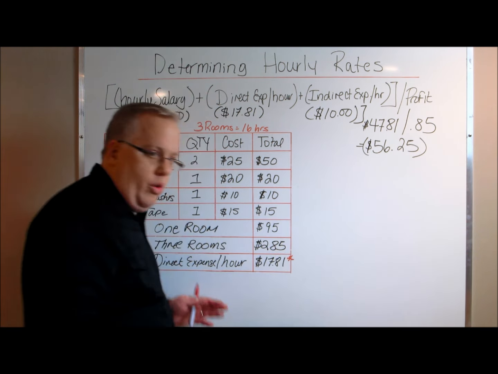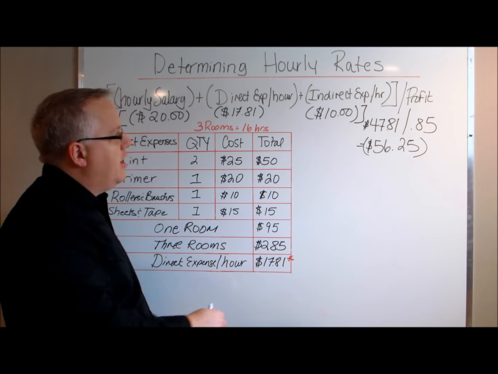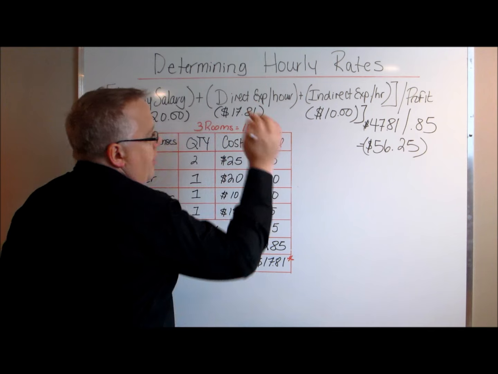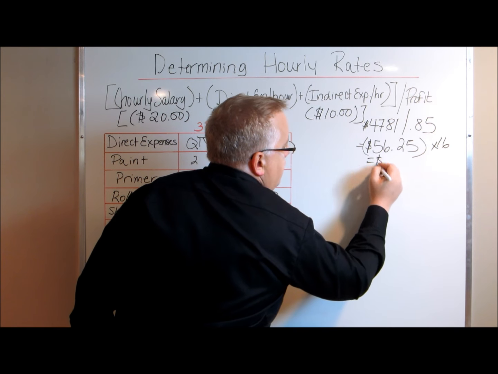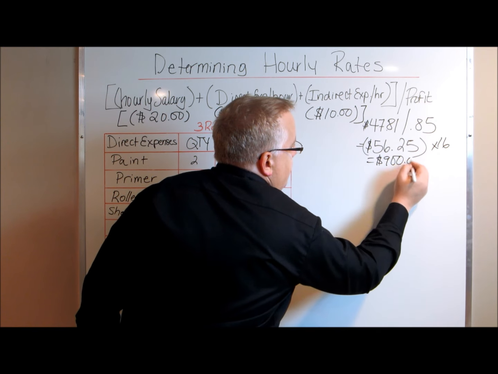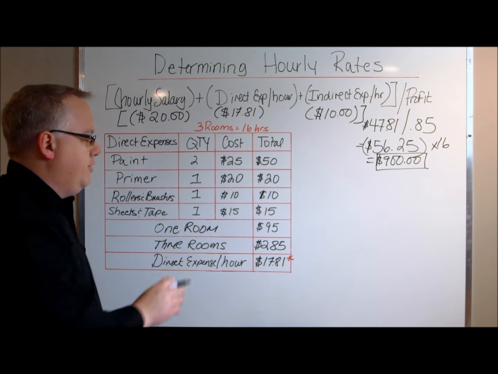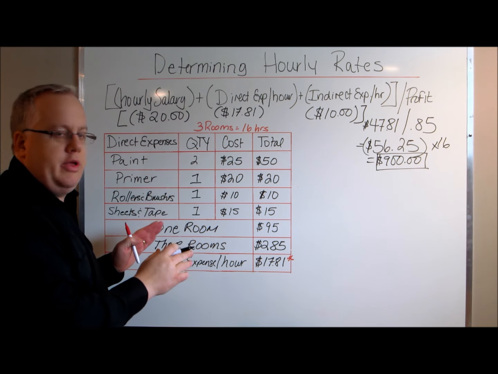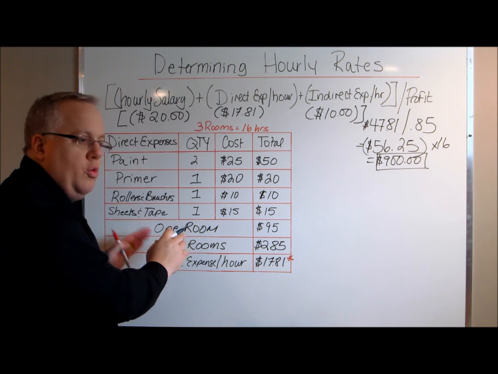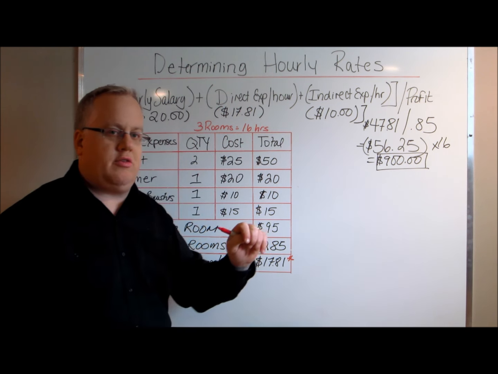We've now got a total per hour in terms of what this individual can charge his customer, and we're going to multiply that by the 16 hours: 56.25 times 16 equals $900. Okay, so he should charge his customer $900 to paint all these rooms. So this is a very simple and straightforward way to determine your hourly rates. And this is a good way to do it when you first start out, okay? Because it's very straightforward in terms of direct and indirect expenses.